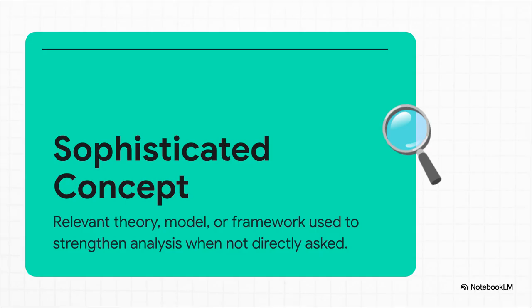Sophisticated concepts are relevant theories, models, or frameworks that you use purposefully to enhance your analysis, even when the question hasn't explicitly asked for them. And the absolutely crucial word here is purposefully. Simply name-dropping a theory? Yeah, that isn't going to cut it. You can't just throw the word Ansoff into a paragraph and expect to rack up marks. You have to use the concept to build much deeper, logical chains of reasoning. Accuracy and relevance are your absolute best friends here.